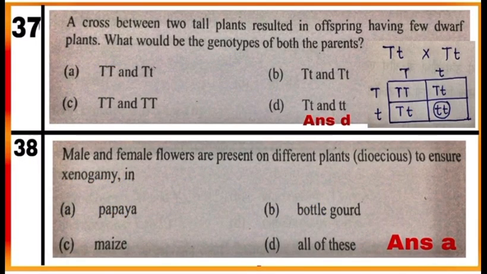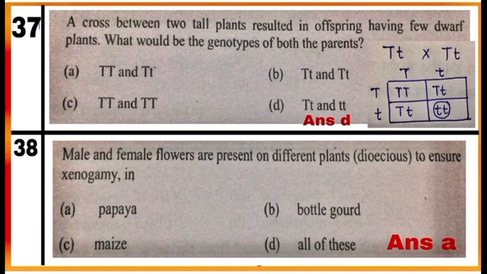Question 37. A cross between two tall plants resulted in offspring having few dwarf plants. What would be the genotypes of both the parents? Option B. The genotypes of both the parents will be capital T small t and capital T small t, where out of 4, 1 plant will be dwarf and 3 tall. See the solution for getting the results and mark B as a correct answer.